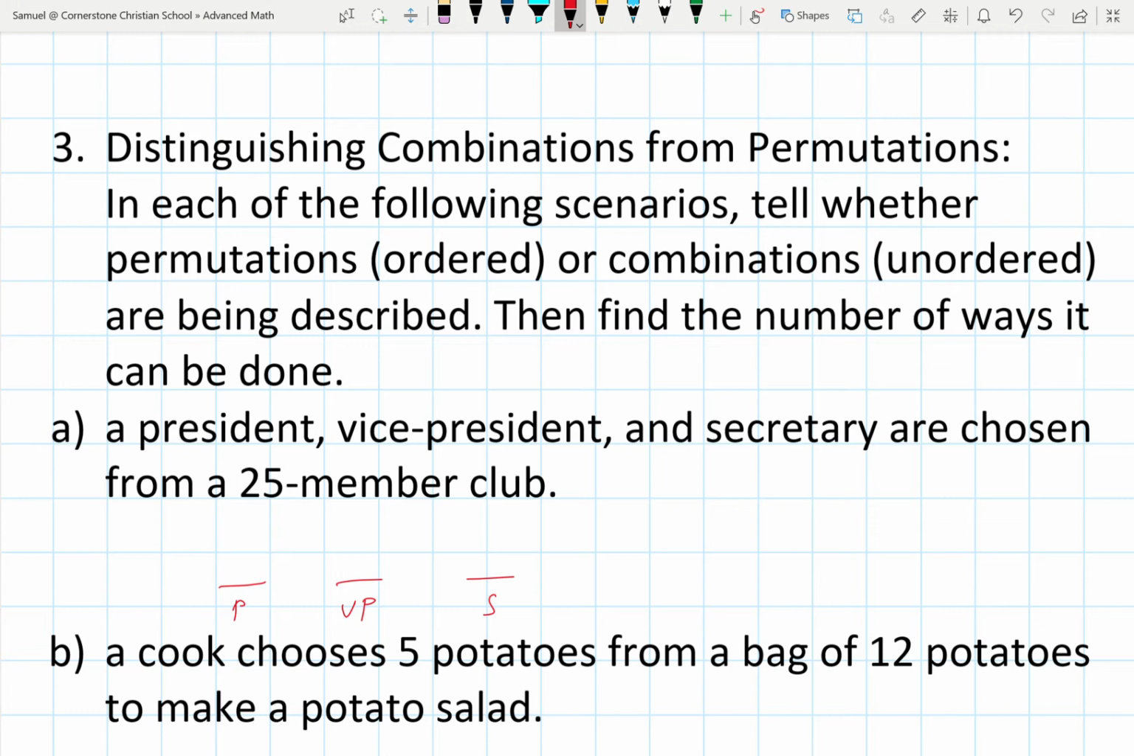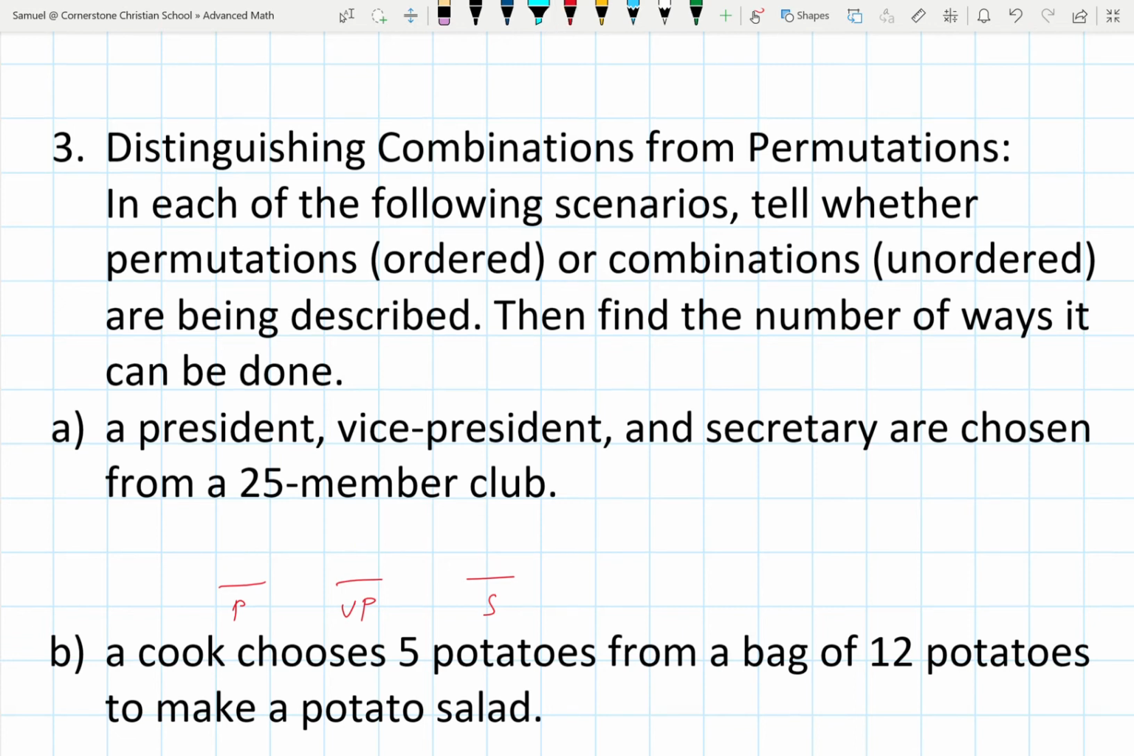So I'm choosing from the 25 members. Let's say it's just the alphabet. Everyone has a name that starts with a different letter of the alphabet except Z. No one has Z. And if I choose the person whose first name starts with A for president, and B for VP, and C for secretary, if I chose them in this order, A, B, and then C, well, the person with A is the president, B is vice president, and C is the secretary.